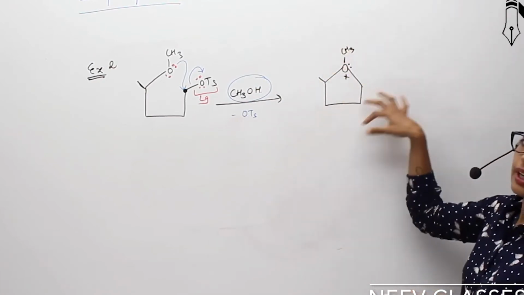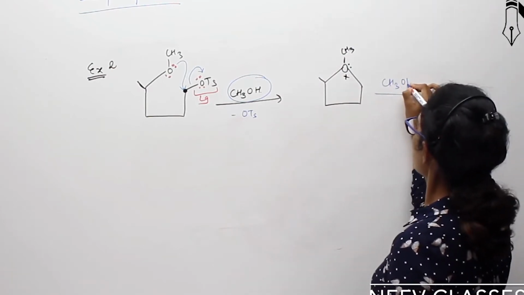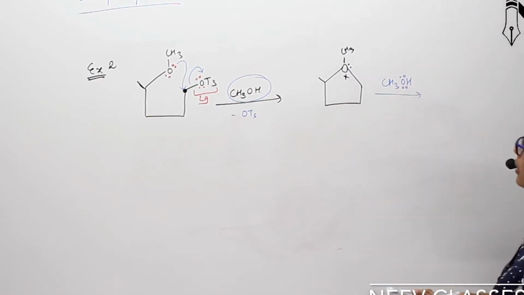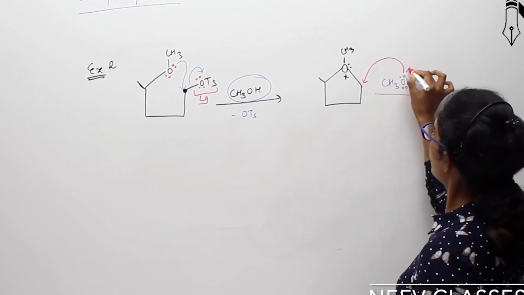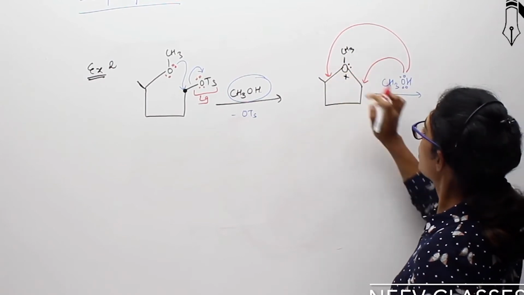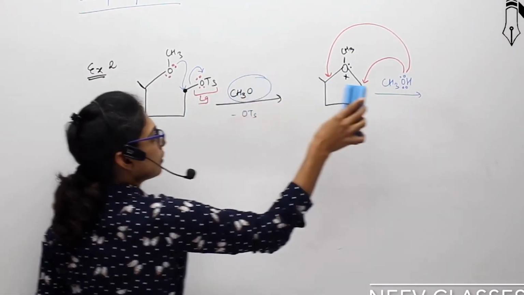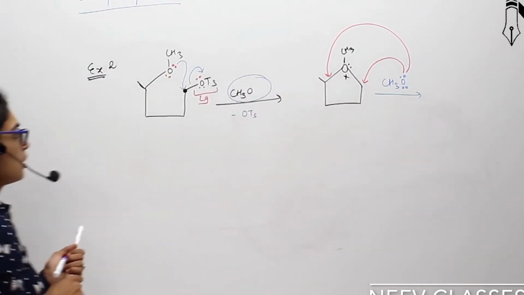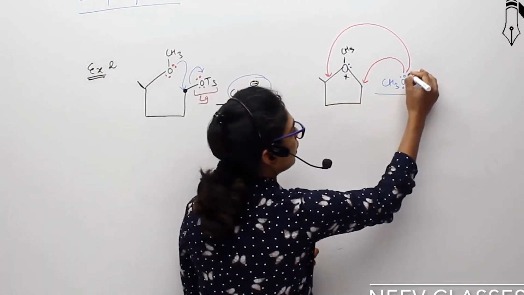After this whole rearrangement happens, now CH3OH will attack. The CH3OH can attack this carbon and can attack this carbon also. Or let's take a better nucleophile. Instead of CH3OH, I can take CH3O minus itself to make the reaction rate better. Let's say I have taken CH3O minus.